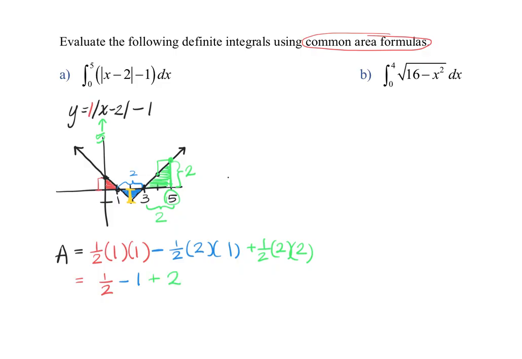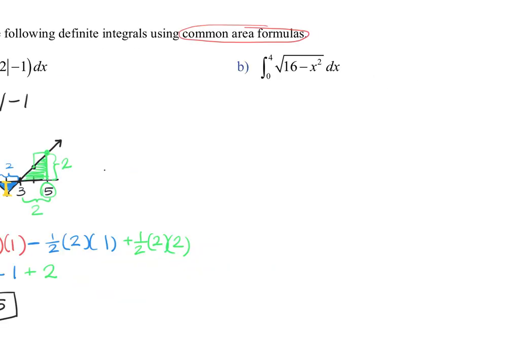So finally, our area is going to be 1/2 minus 1 plus 2, which is going to be a total of 1.5 units. And we don't really have any units. It's not an application problem, so you can just leave the area as 1.5.